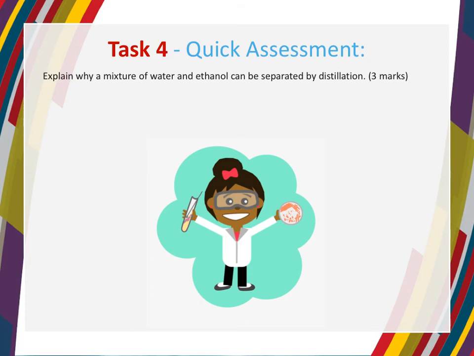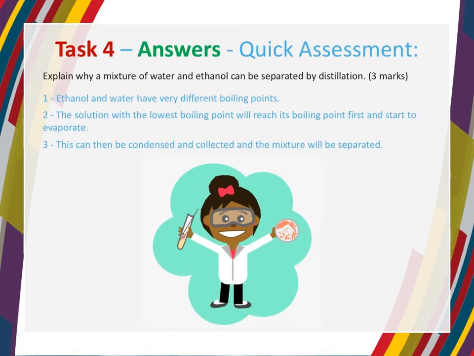Right, it's all about the task today. Can you explain why a mixture of water and ethanol can be separated? So 3 marks, so usually this would be 3 minutes. Give yourself 3 minutes. So ethanol and water have different boiling points. If you don't believe me, go on to the internet and search boiling point of ethanol, boiling point of water, and see what you find.